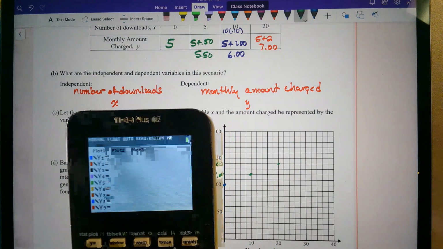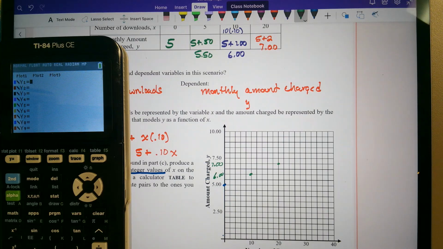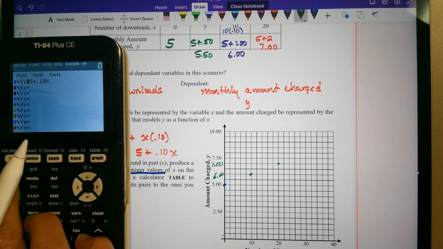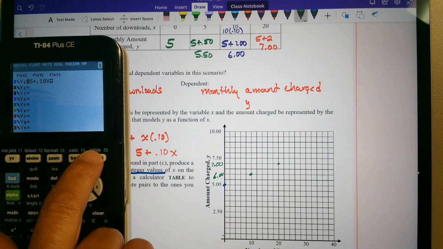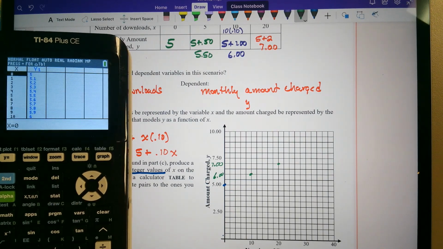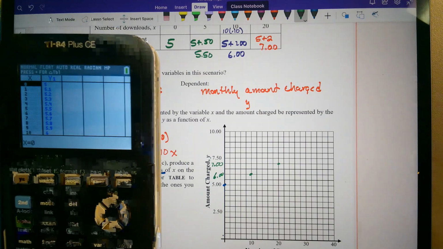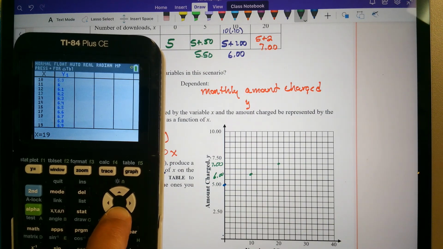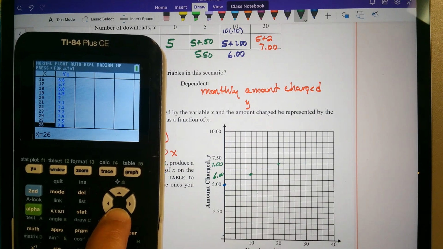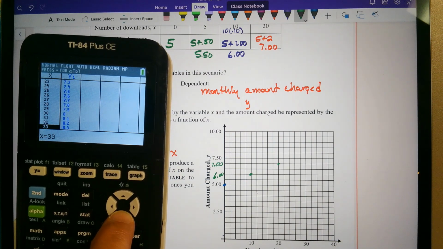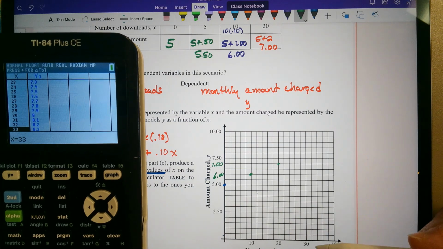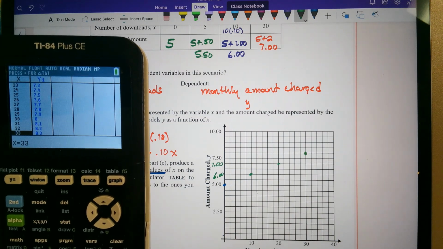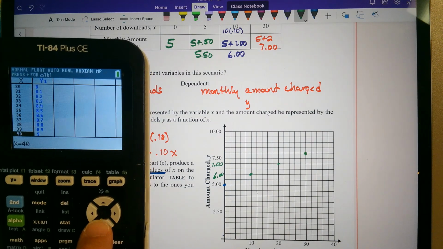And now using the calculator, I'll key in 5 plus 0.10x, and looking at a table of values, second graph for the table. And let's go out to 40. So I can just hold the arrow down. At 30, we're at $8, and 40, $9.